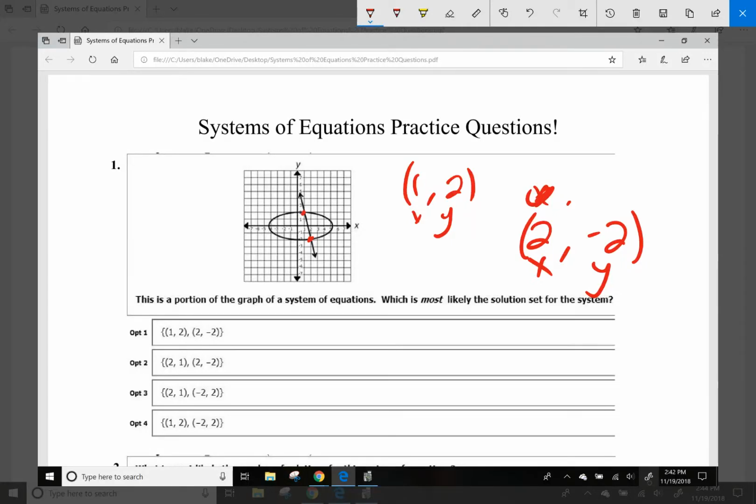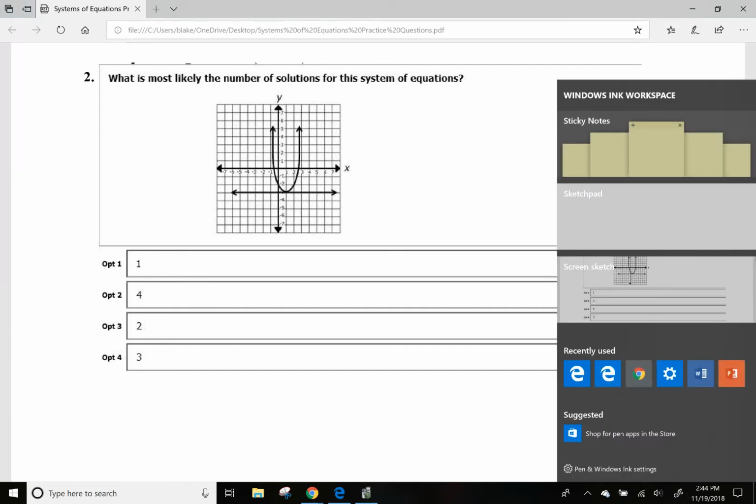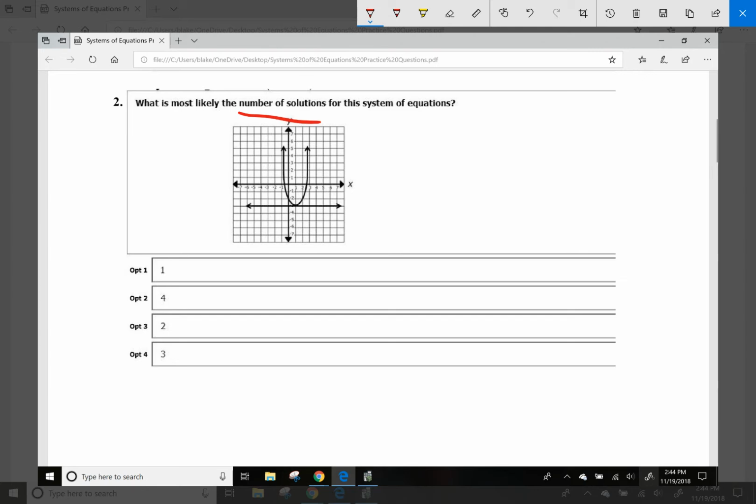All right, so let's move on to number 2. Number 2 is basically the same thing. What is most likely the number of solutions for the system of equations? Now let's read the question carefully. What is most likely the number of solutions? It's not asking us for what these solutions are. It's just how many solutions there are.